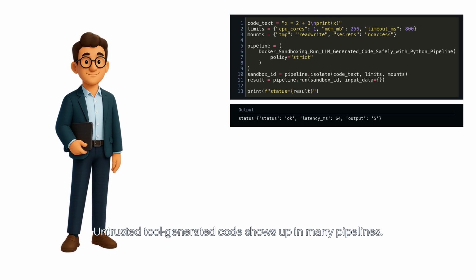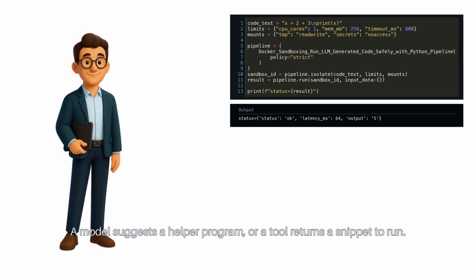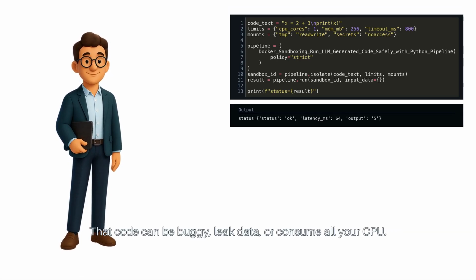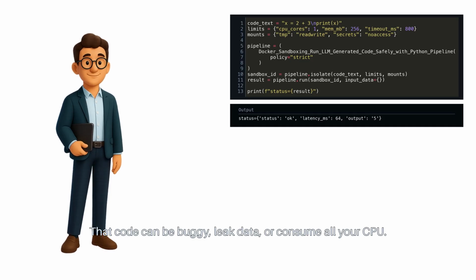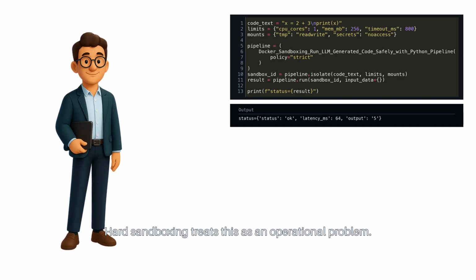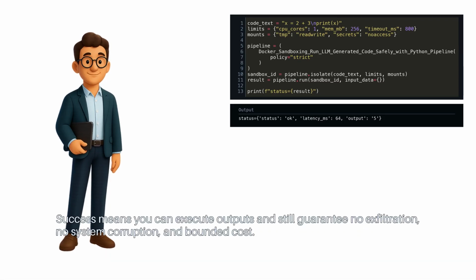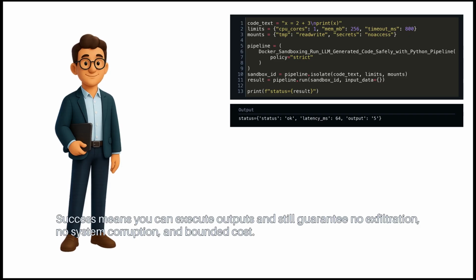Untrusted tool-generated code shows up in many pipelines. A model suggests a helper program, or a tool returns a snippet to run. That code can be buggy, leak data, or consume all your CPU. Hard sandboxing treats this as an operational problem. Success means you can execute outputs and still guarantee no exfiltration, no system corruption, and bounded cost.